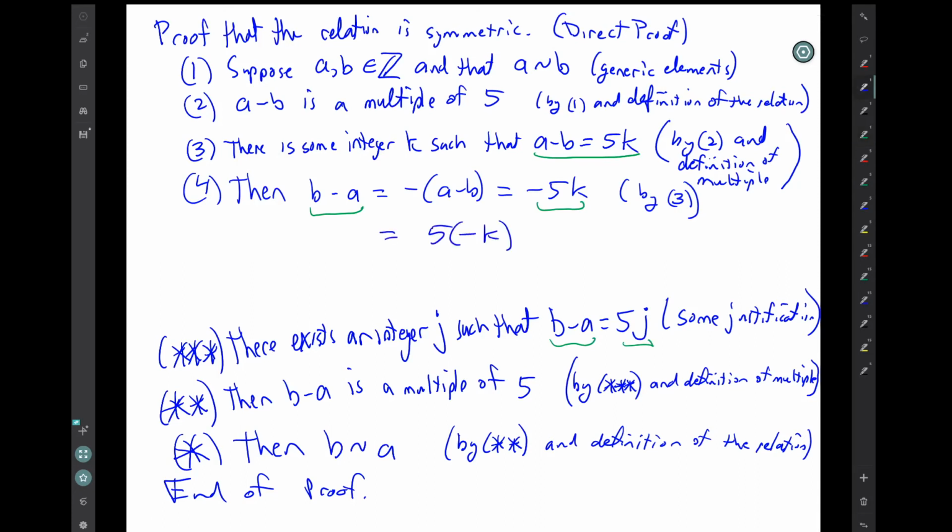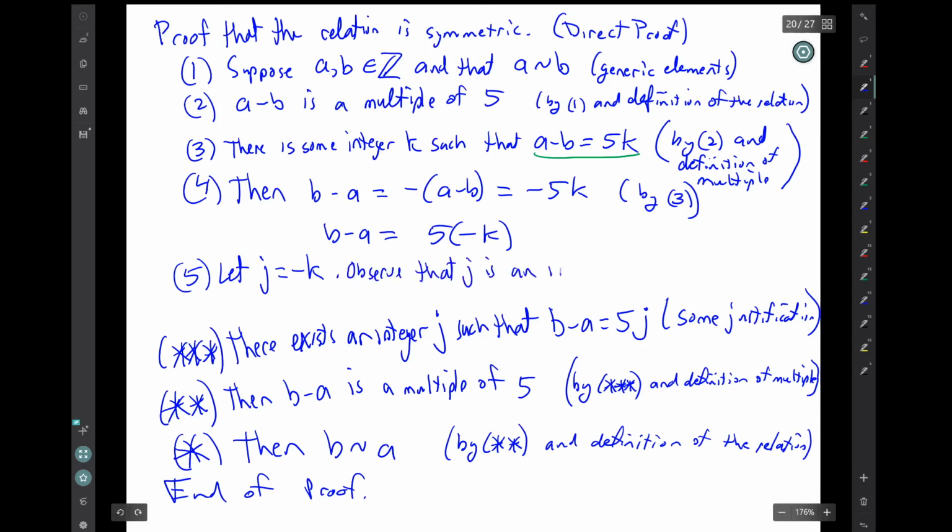So now we have an equation that says b minus a equals 5 times minus k, and we want to have an equation that says b minus a equals 5 times j. So let's just introduce j at this point. We're going to say that j equals minus k. We have to point out that j is an integer.